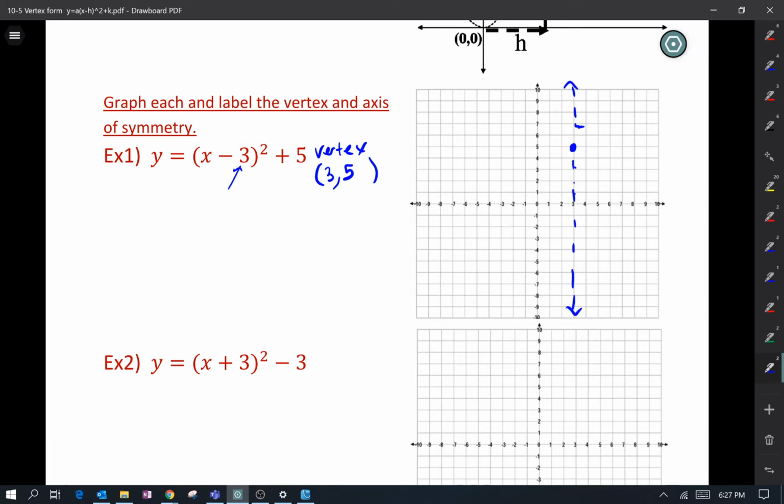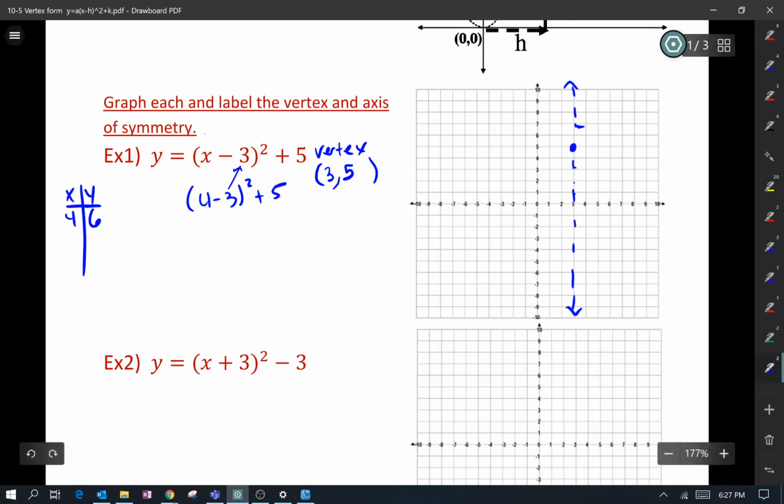And then we've got to pull some more points out. It's really easy to pull points out of vertex form because you can pick numbers really easily. For example, if we put a 4 in for x, that would work real fast: 4 minus 3 squared plus 5. Picking 4 is smart because 4 minus 3 is easy. So 1 squared is 1, plus 5 is 6. So we go to 4, 6, put a dot there.